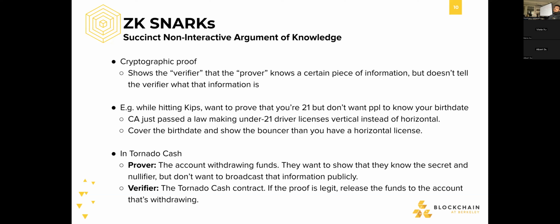And the verifier in this case is the Tornado Cash contract. And actually Tornado Cash has a set of contracts. I think there are like three main ones. One handles sending and receiving tokens, one handles storage, and the other one handles this verification. So it's one of the Tornado Cash contracts, and essentially it checks your proof. And if the proof is legit, then it releases the funds to the withdrawing account.